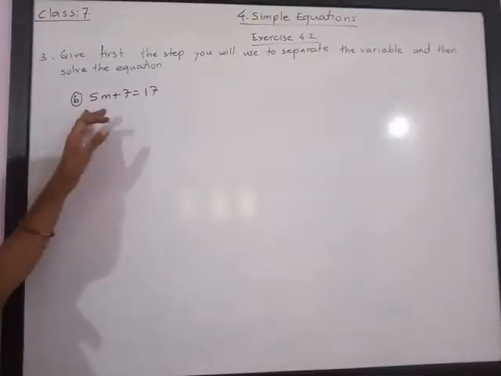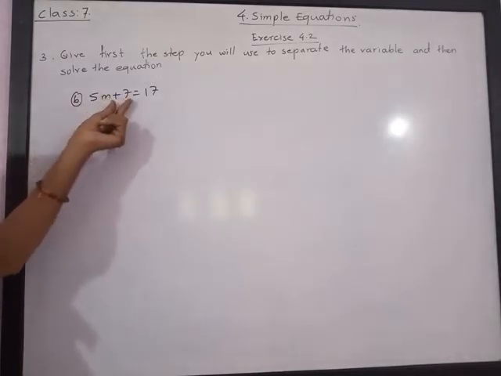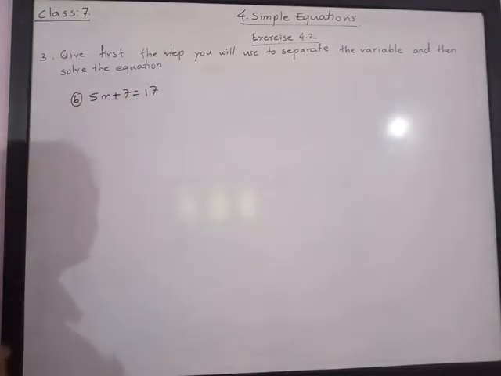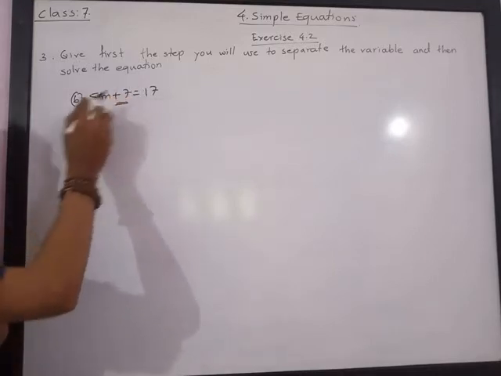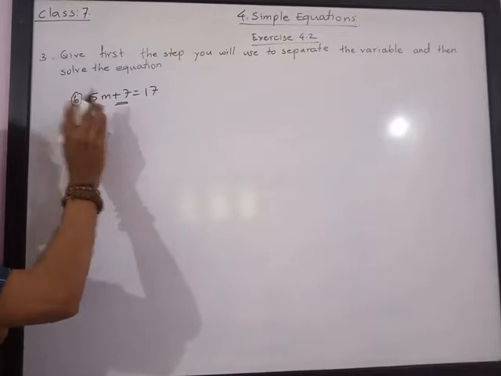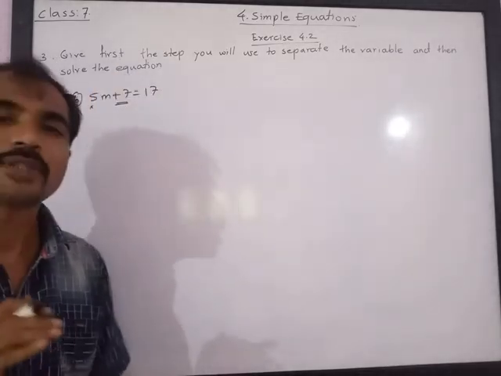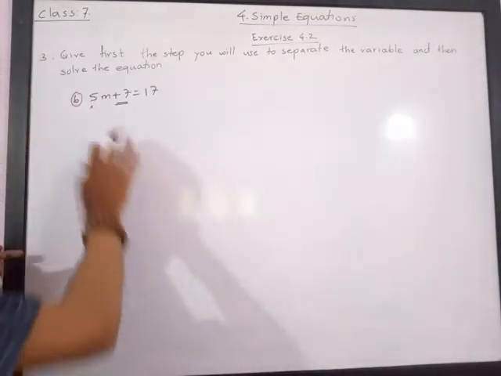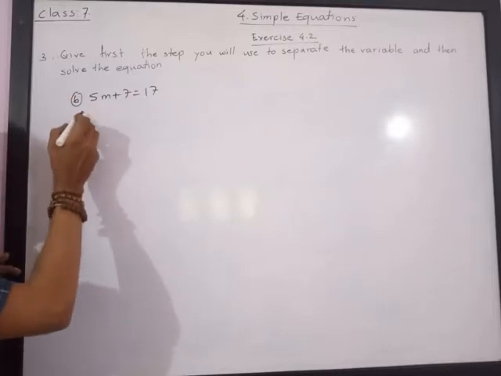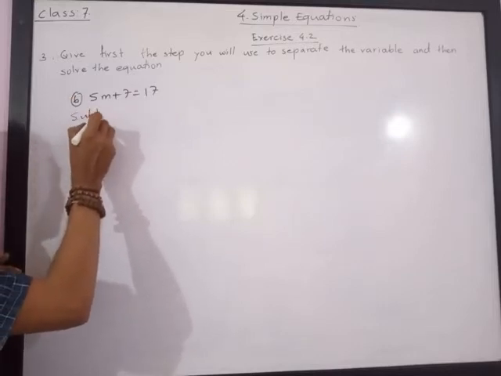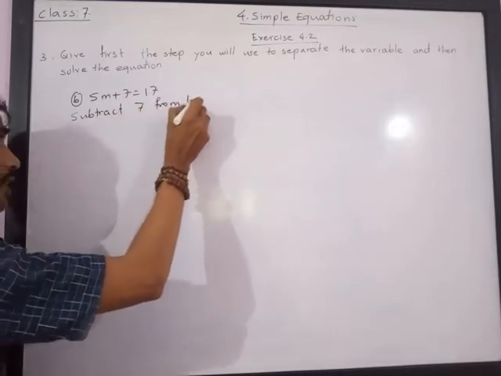Dear friends, the second sub question from the third question is 5m plus 7 is equal to 17. Now, please note here 7 is added. So we need to eliminate 7 and not the 5 first. That is, the term which does not contain the variable must be eliminated first. So here we subtract 7. Please note we do the opposite operation with the same number. So subtract 7 from both sides of the equation.